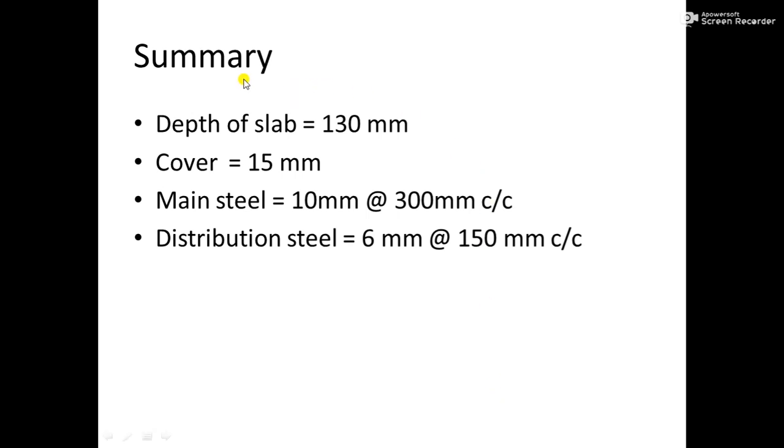So finally the summary: depth of slab 130 mm, that is overall depth, cover 15 mm, main steel 10 mm at 300 mm center to center, and distribution steel 6 mm at 150 mm center to center.